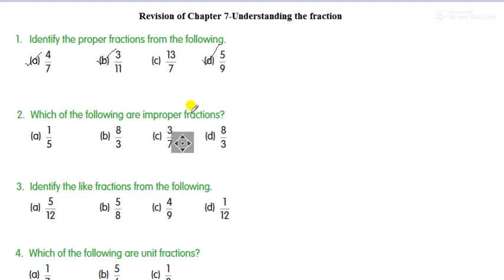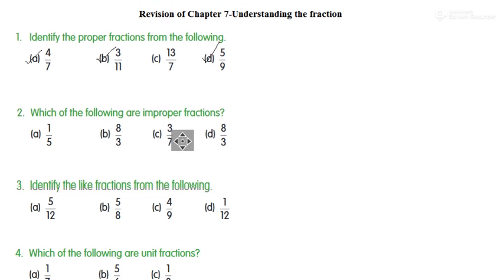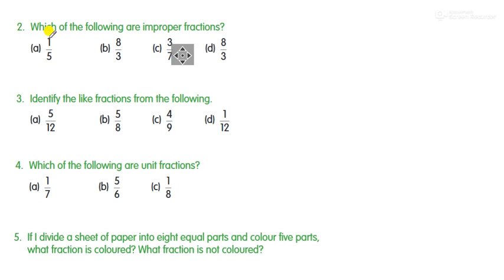Which of the following are improper fractions? Improper means the numerator should be greater than the denominator. Here 8 by 3 is the improper fraction, and again 8 by 3 is the improper fraction. So both 8 by 3.